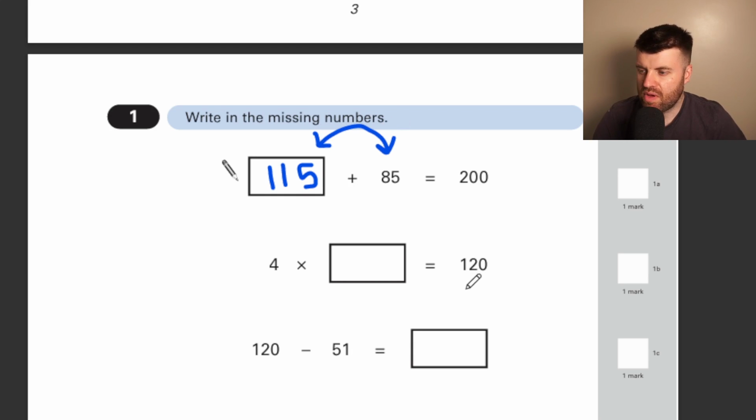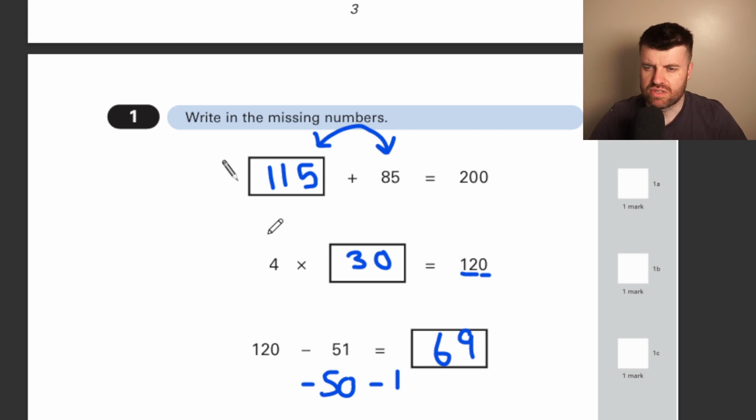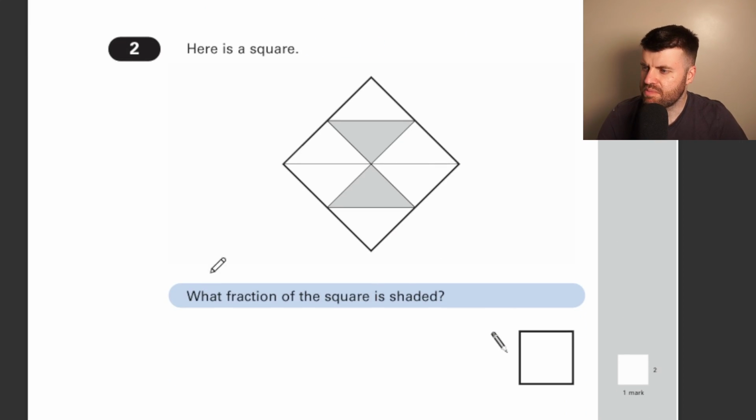4 multiplied by what is 120? Well, look at it as like 12. 4 times 3 is 12, but it's 120, which is 10 times bigger. So we need to write down 30. 120 take away 51. Again, I would split this up into take away 50 and then take away 1. 120 take away 50 is 70. Take away 1 leaves us with 69. Quite straightforward questions. I would argue, okay, not much has changed. If that came up these days, I wouldn't be too shocked.